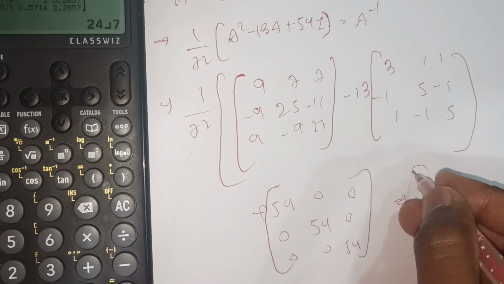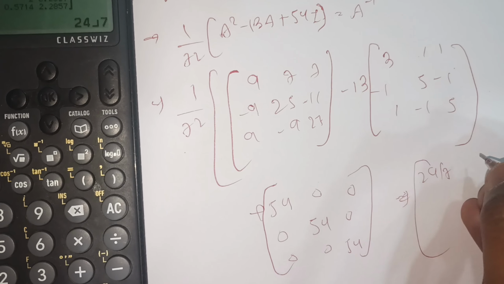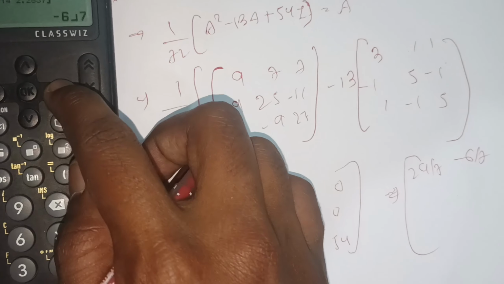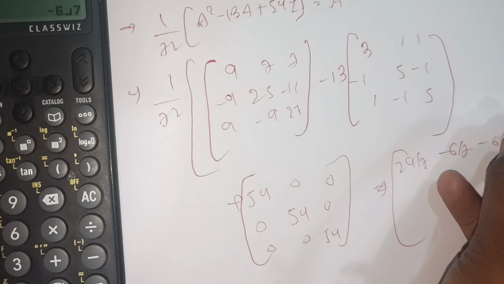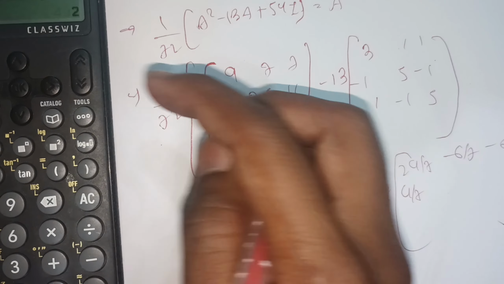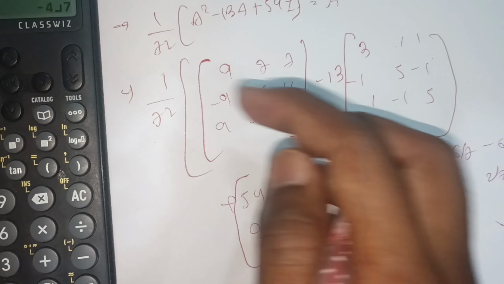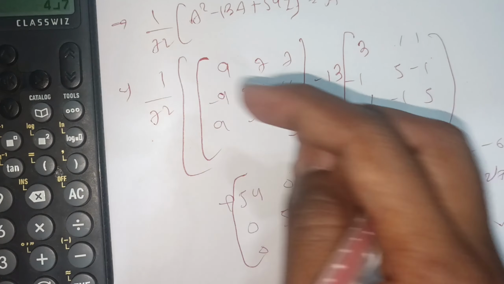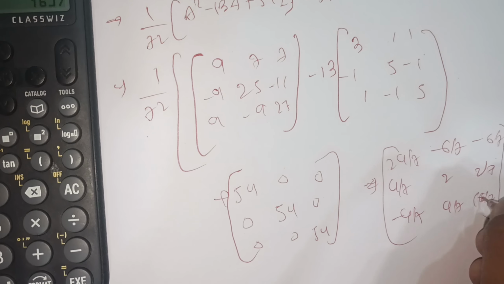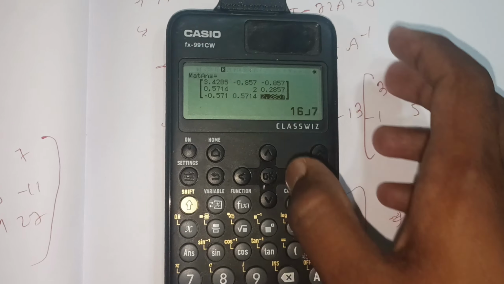So here write it as 24 by 7. Next minus 6 by 7. Next minus 6 by 7. Next 4 by 7. Next 2 by 7. Next minus 4 by 7. Next 4 by 7. Next 16 by 7. This is the final answer. I got it from the calculator. So let's analyze this and again verify the result.